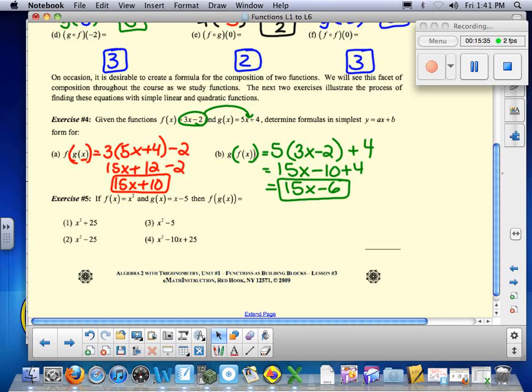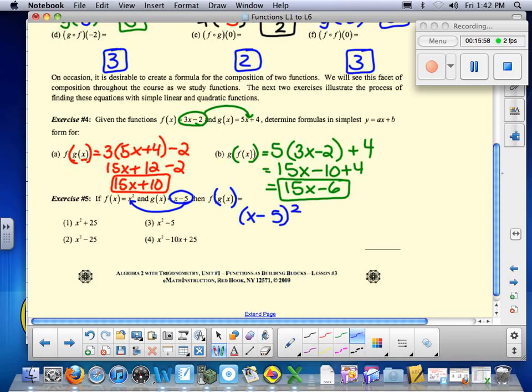And then number 5. We're going to take all of g of x and plunk it into f of x. So all of this is going to replace that x squared. So all of g is going to get squared. Do you remember how to do these?